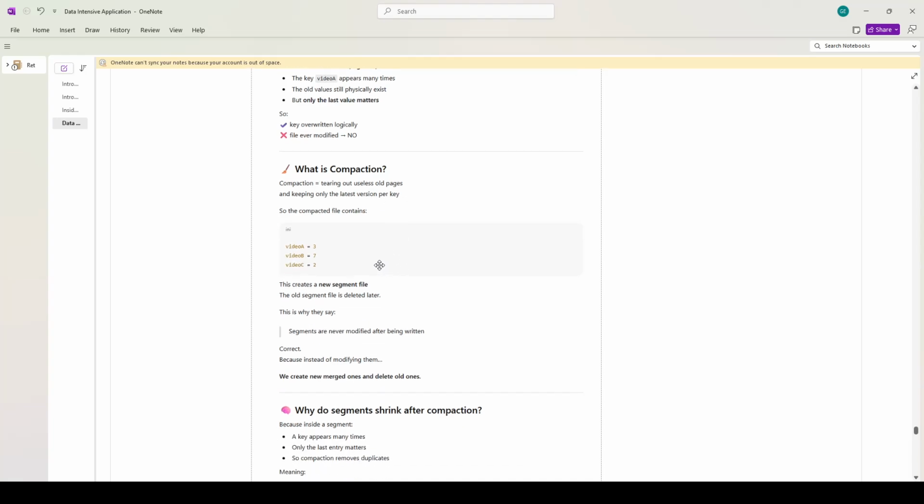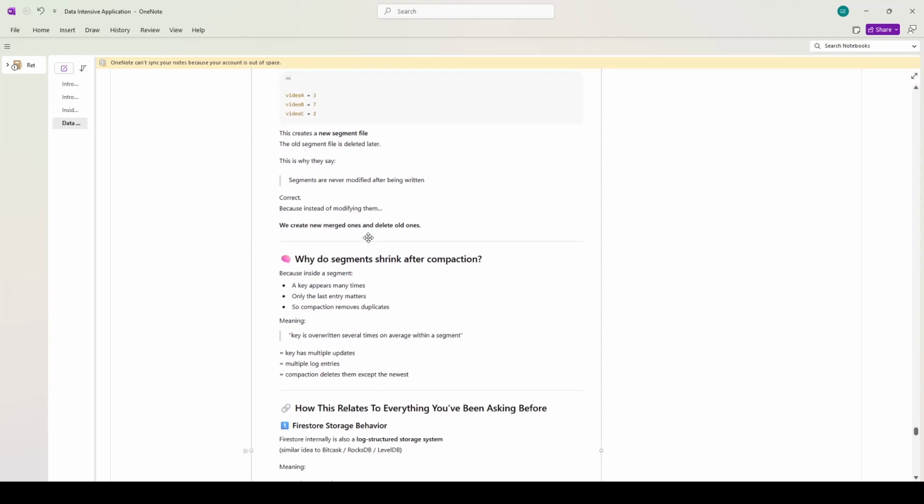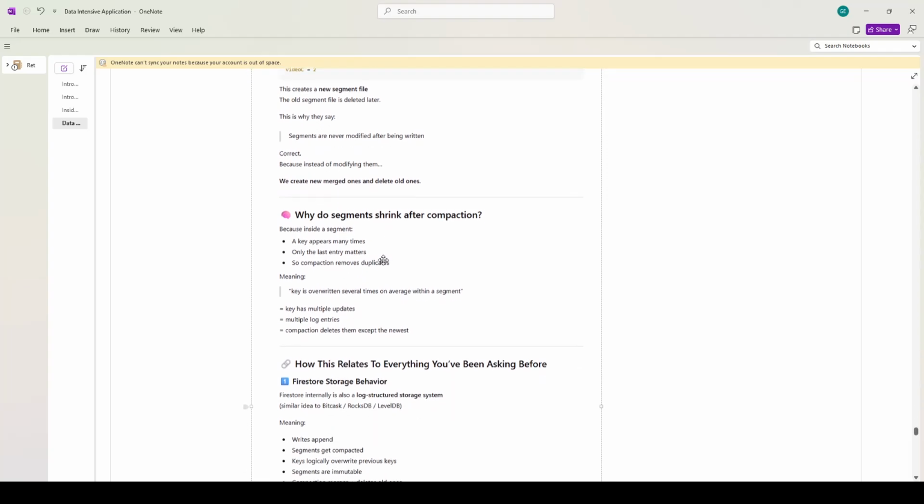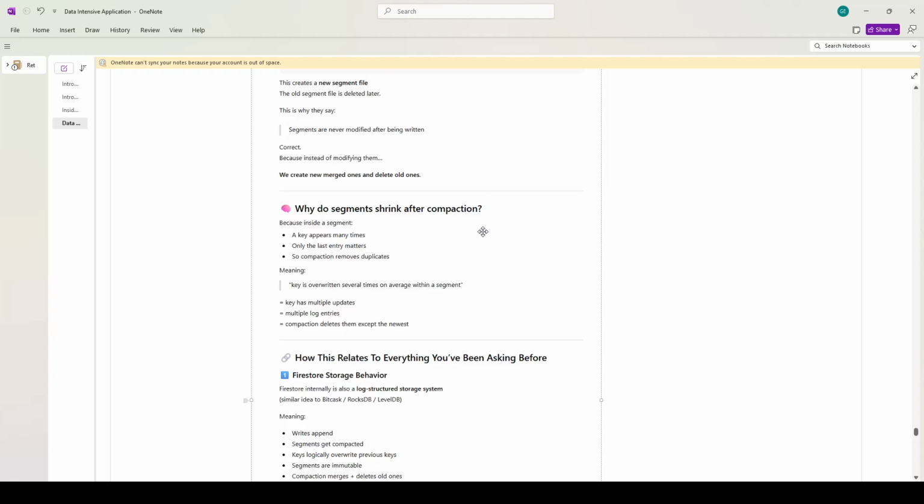So the compacted file contains video A equals 3, video B equals 7, video C equals 2. This creates a new segment file. The old segment file is deleted later. This is why they say segments are never modified after being written. Correct, because instead of modifying them, we create new merged ones and delete old ones.